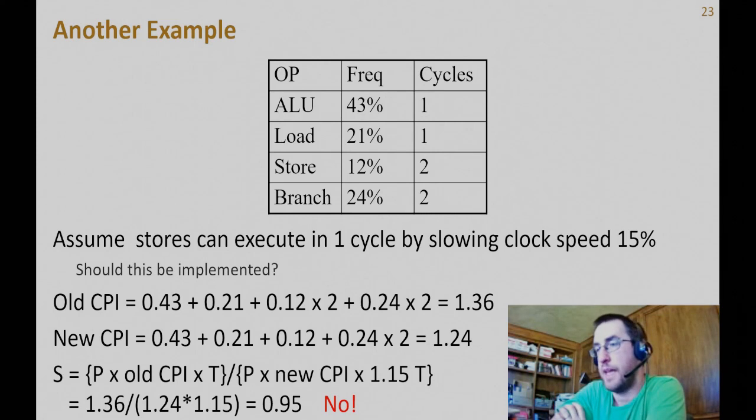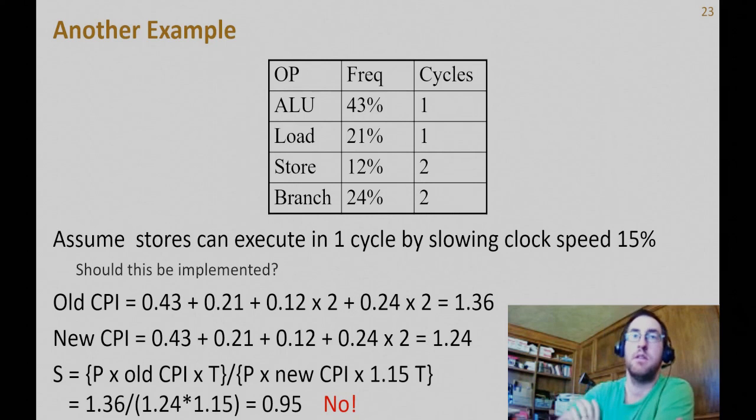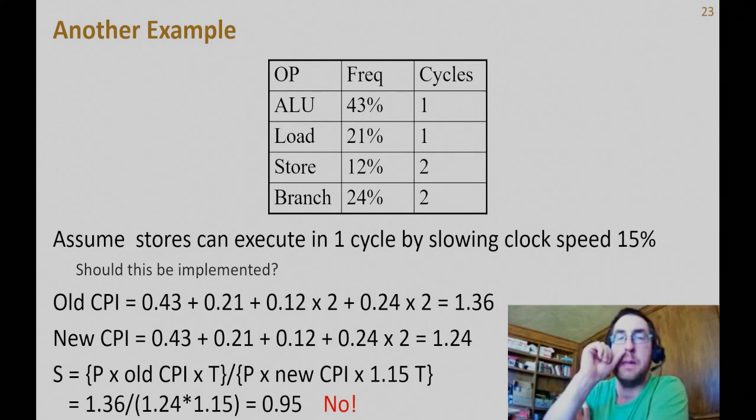CPI with this enhancement. And then we have to account for slowing the clock speed by 15%. We'll do that by multiplying in our speedup equation the clock speed by the old clock speed times 1.15 will be the new clock speed, right? Because 15% more is 1.15 times the old number. The base cycle time is going to divide out. We don't actually have to know what the original cycle time is. We just have to know that we slowed it down by 15%.